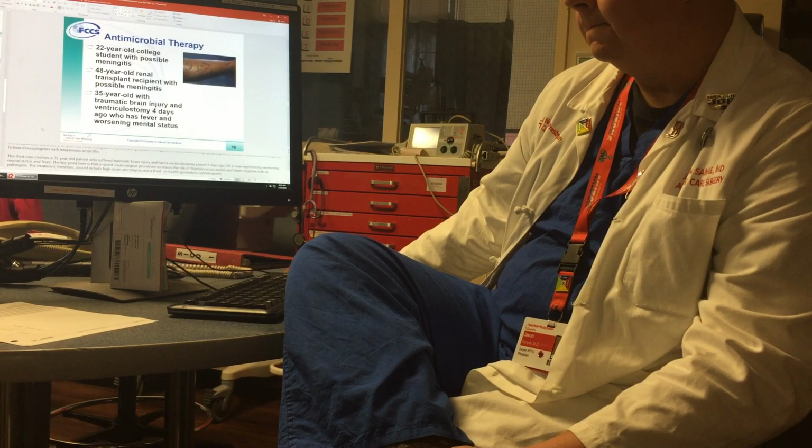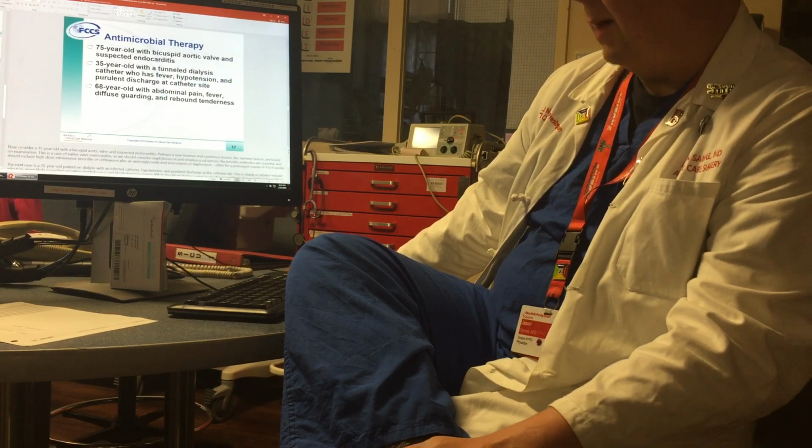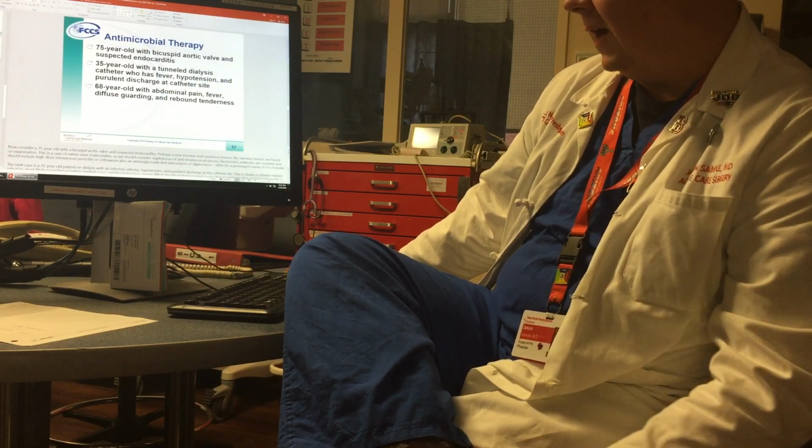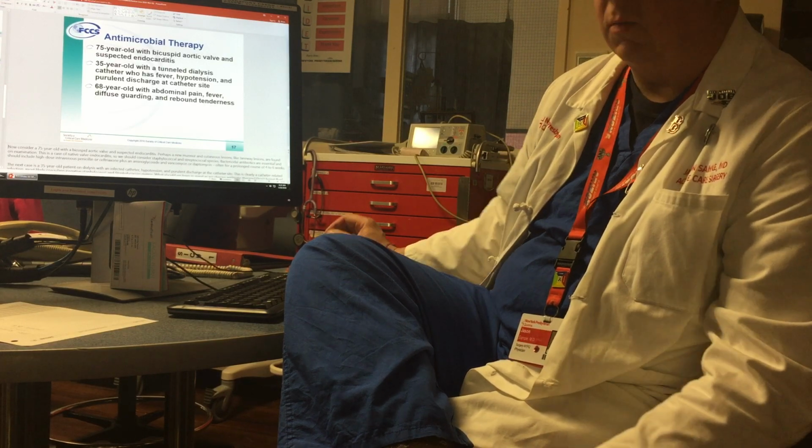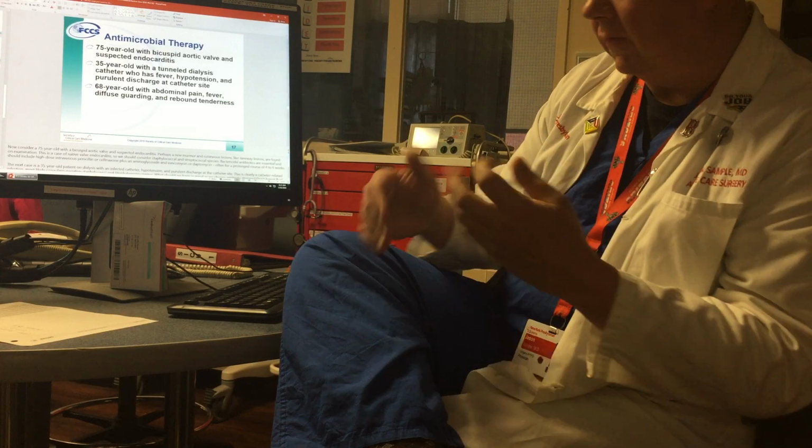Okay? How about a 75-year-old with bicuspid aortic valve and suspected endocarditis? So a bicuspid aortic valve is abnormal, right? Usually the aortic valve is tricuspid.